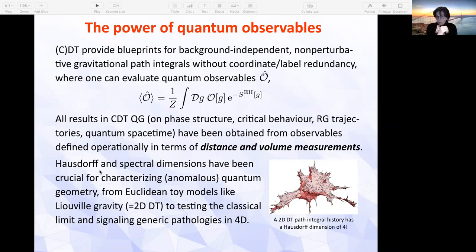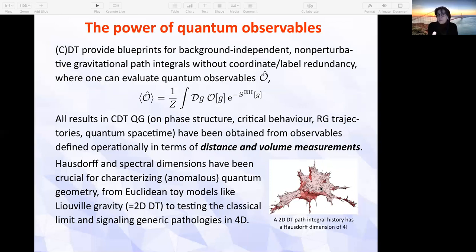like Liouville gravity in two dimensions. And here is a little picture of what a quantum geometry looks like in Liouville gravity when you regularize it with triangles. Now, when you measure the Hausdorff dimension, extracting it from volume measurements as I just told you, the Hausdorff dimension is 4. So very interestingly, you're putting together 2D building blocks, you take a scaling limit, you measure the Hausdorff dimension operationally, and it turns out to be 4. So very unexpected. How is it possible that an object I glue from two-dimensional triangles has an effective dimension of 4? Well, this is just what happens when quantum geometry is allowed to fluctuate.